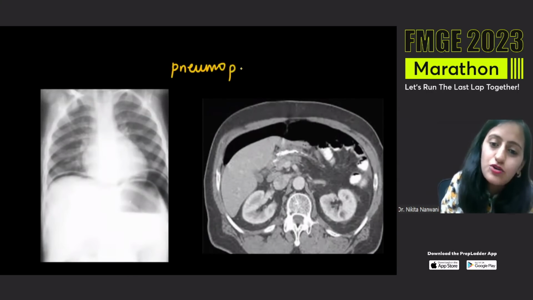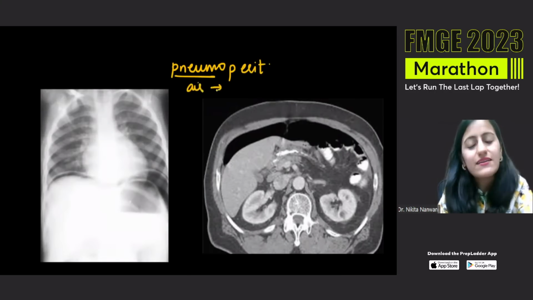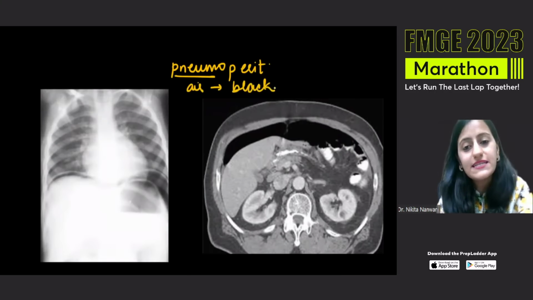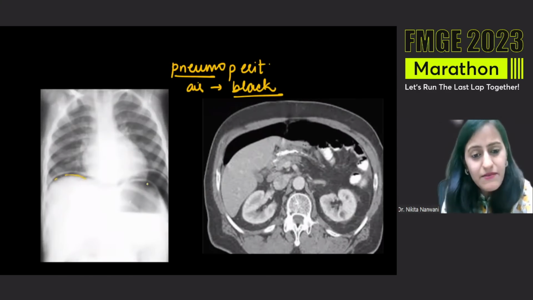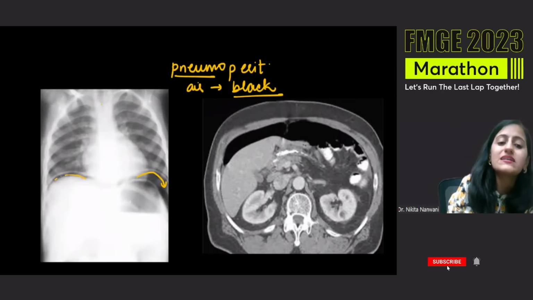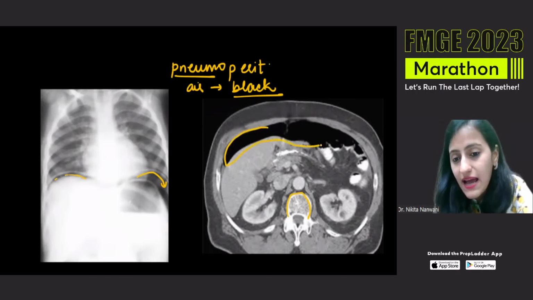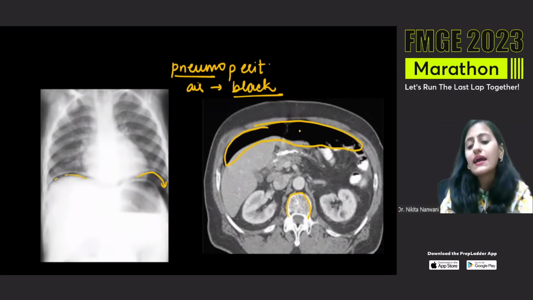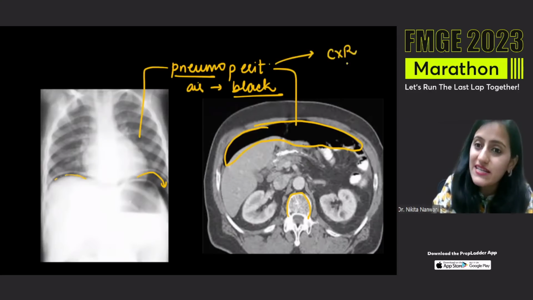This is pneumoperitoneum. Why pneumo? Pneumo means air. Air on X-ray, air on CT is black. So air beneath the diaphragm, free air beneath the diaphragm. This is what I see here. That is why it's pneumoperitoneum. This is the CT scan, which is showing this free air anteriorly. This is the air beneath the anterior wall. So this is pneumoperitoneum. The best X-ray view is chest X-ray.